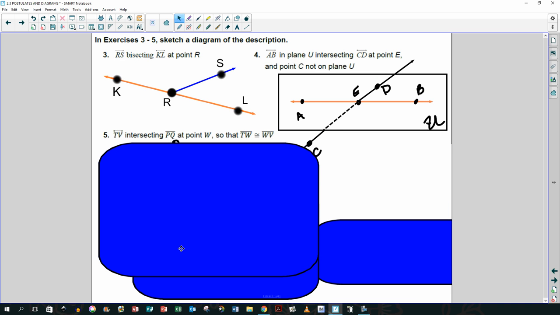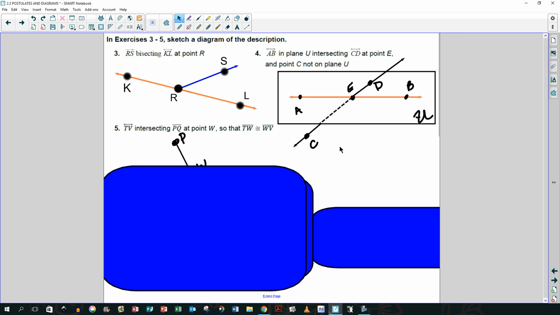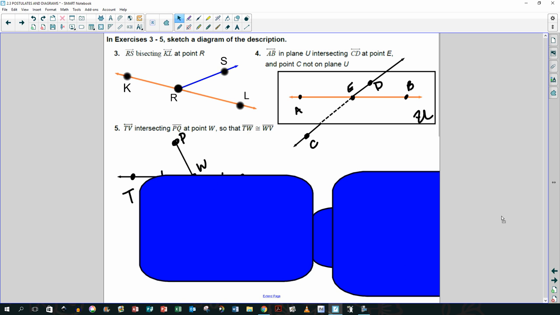Here we have line AB. It's in plane U, and it's intersecting line CD at point E, but point C is not on the plane. In other words, you've got this flat surface. Think about a piece of paper and you stick a pencil through it. The pencil tip, the lead of the pencil, point C, is not on the plane. It did go through the plane, but it's no longer on the plane. It's poking out the bottom, so that's why it looks like that.